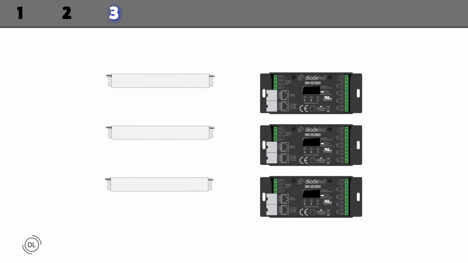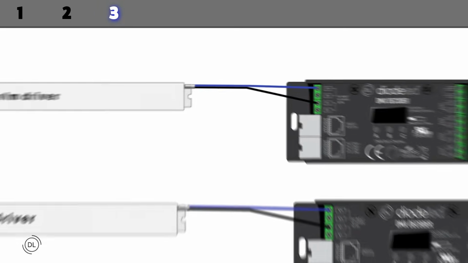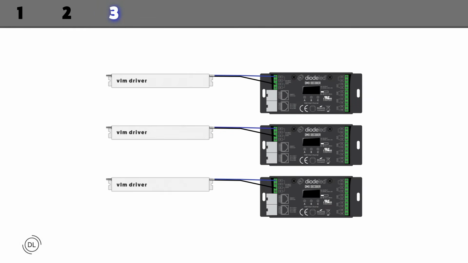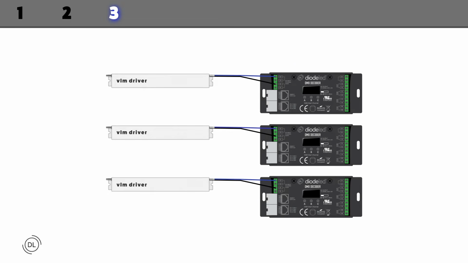Connect each DMX decoder to its own VLM constant voltage driver. The V+ wire of the driver goes to the power input on the DMX decoder, and the V- wire goes to the power output. Pairing a DMX decoder to a VLM constant voltage driver ensures a stable and constant voltage to each fixture, eliminating flickering or dimming inconsistencies. It also helps with wire management and troubleshooting, as each fixture is individually addressed.